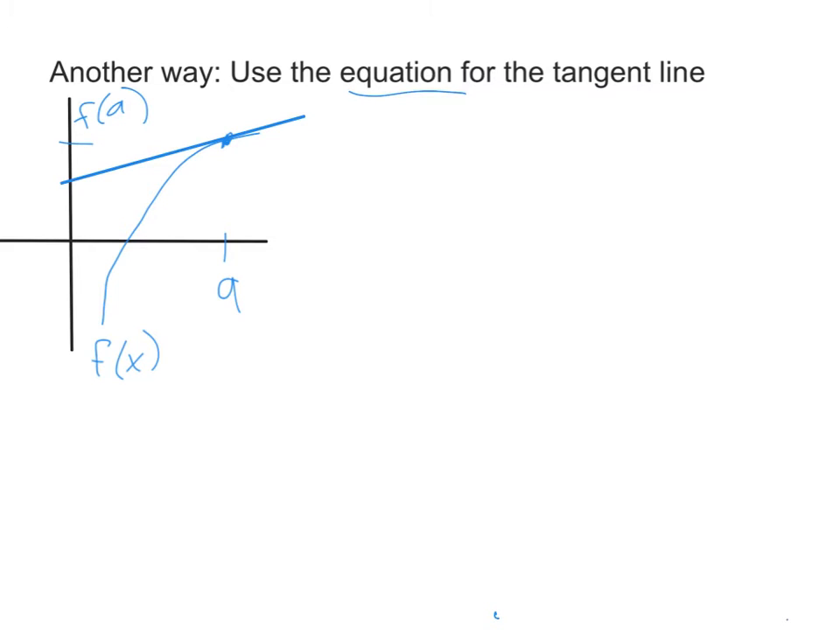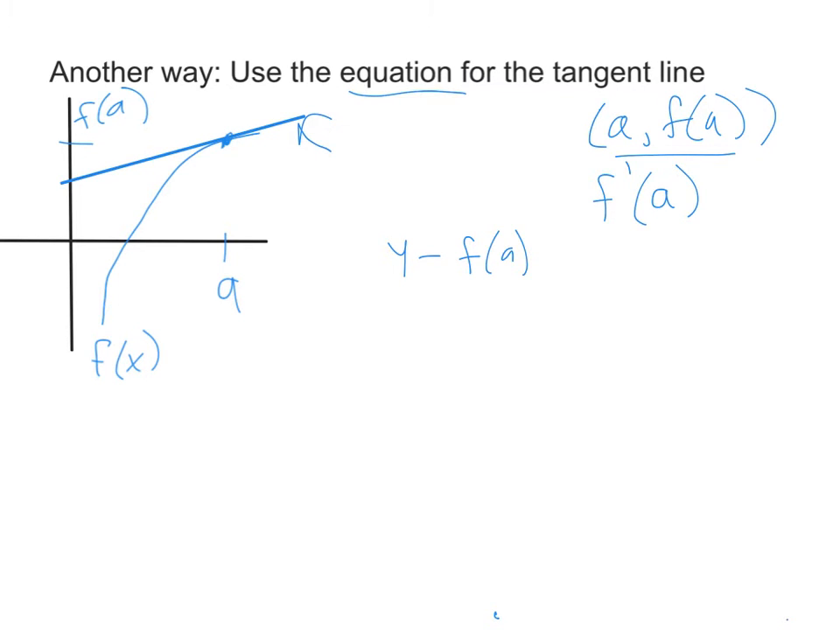All right, so remember that to write an equation, you need to have a point and a slope. My point is the point of tangency, and the slope is going to be the derivative at that point A. So that would give me the equation of a line. I would say y minus f of A is equal to f prime of A, the slope, times x minus A. All right, and I'll be solving for y.